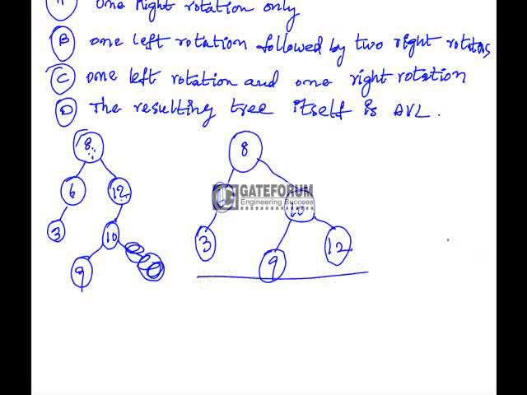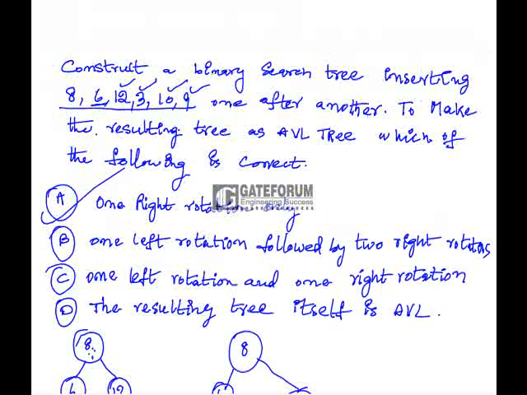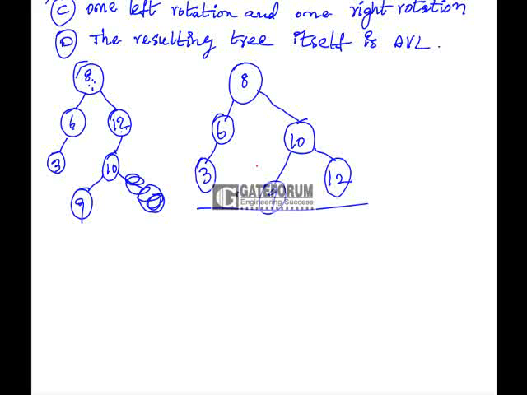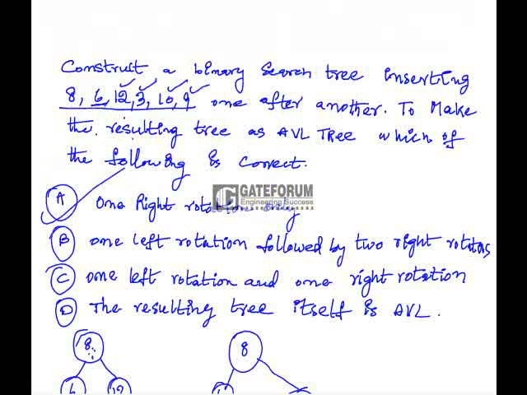So that means we need one rotation. With one rotation, we can get the AVL tree for the given binary search tree. It still does not lose any property of the binary search tree. So option A is the right option.